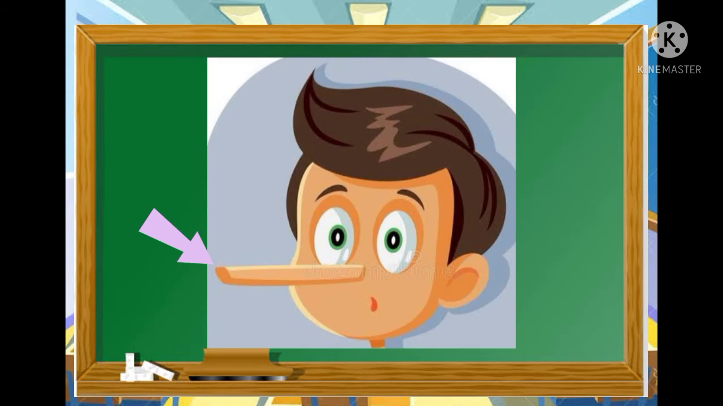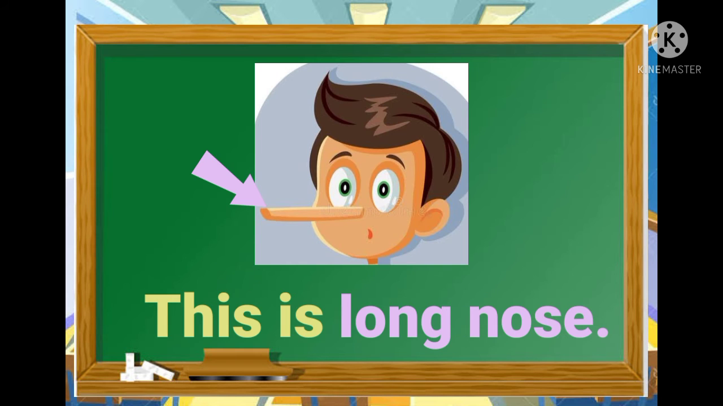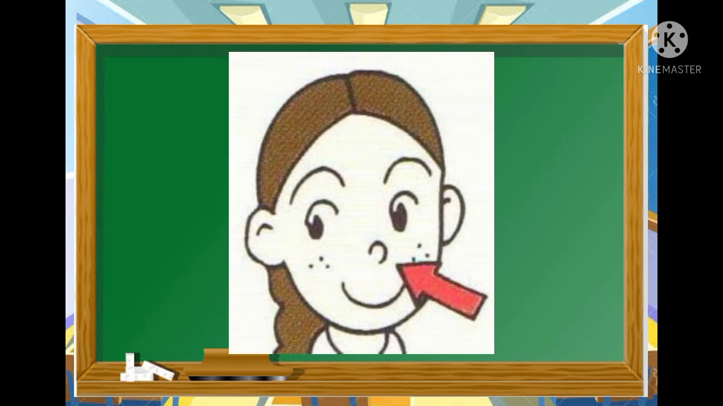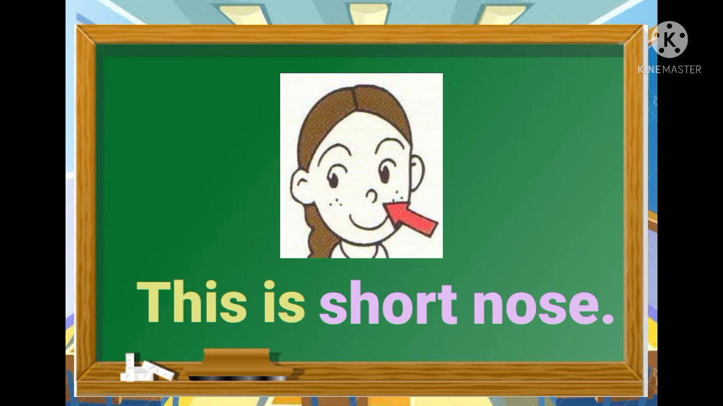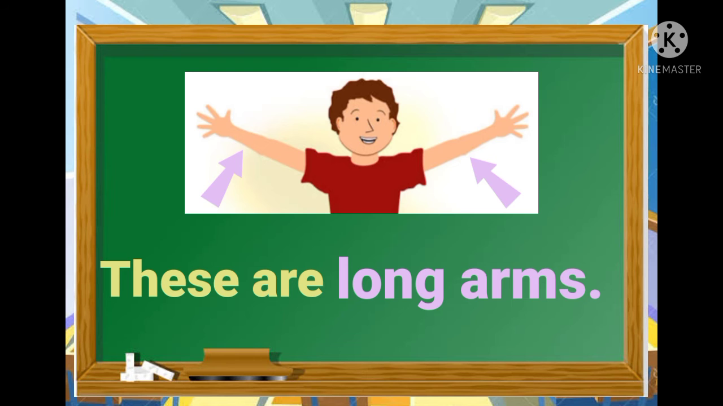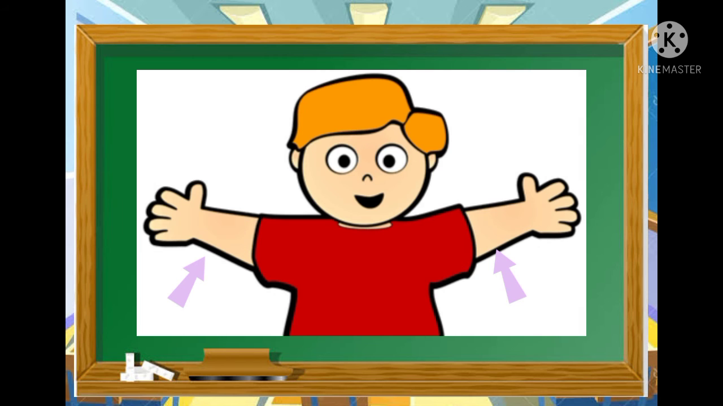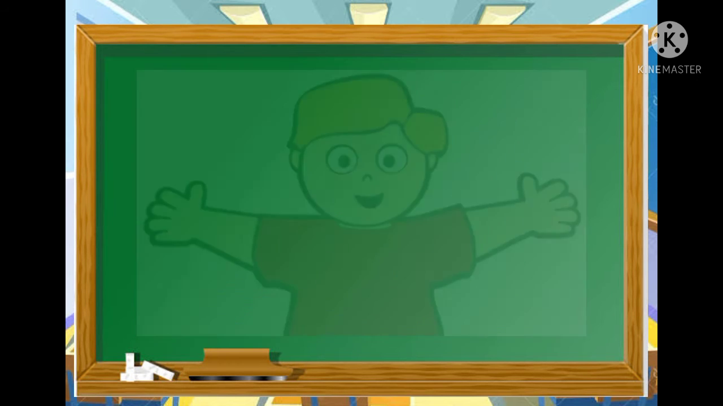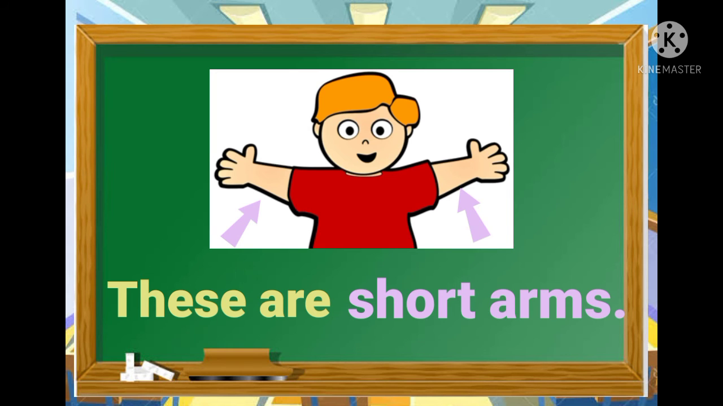Next, what is this? Very good. This is a long nose. Next, what is this? Very good. This is a short nose. Next, what are these? Very good. These are long arms. Next, what are these? Very good. These are short arms.